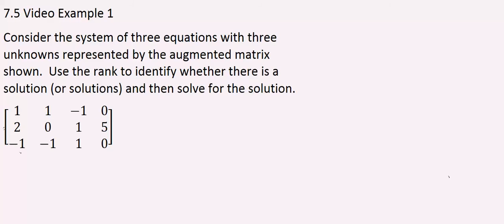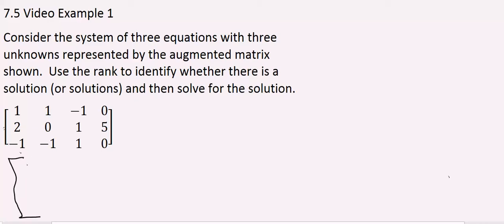In this example, we're going to look at section 7.5. Here we have a system of three equations and three unknowns presented in the augmented matrix form that you should be used to by now. But in this application, we're asked to first identify the rank and use that to identify whether there is a solution or multiple solutions to this system, and then solve for that solution or those solutions. So we'll begin with Gaussian elimination applied to this augmented matrix.